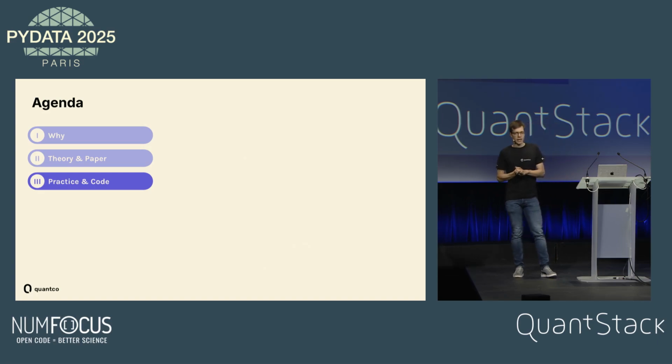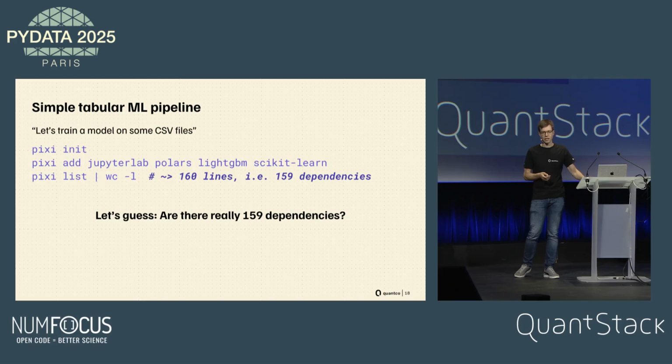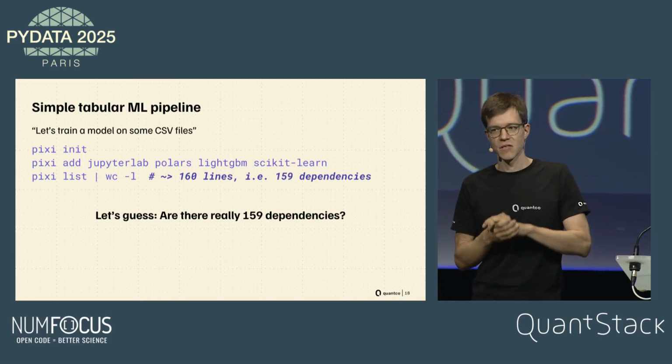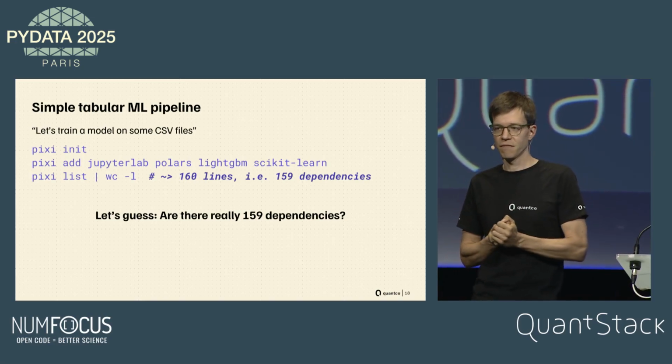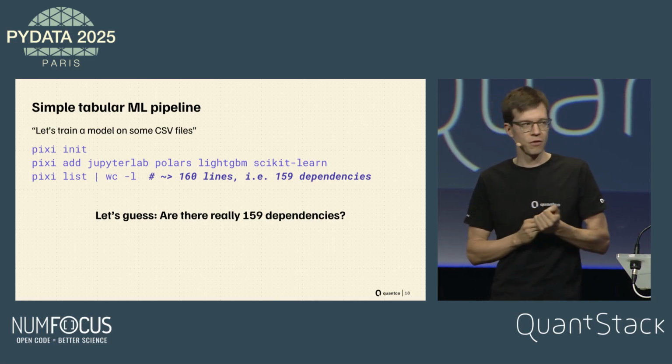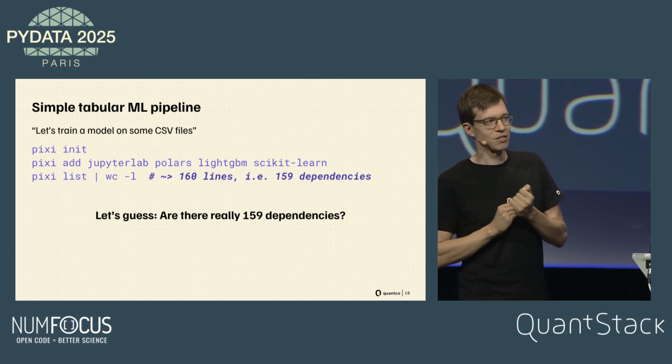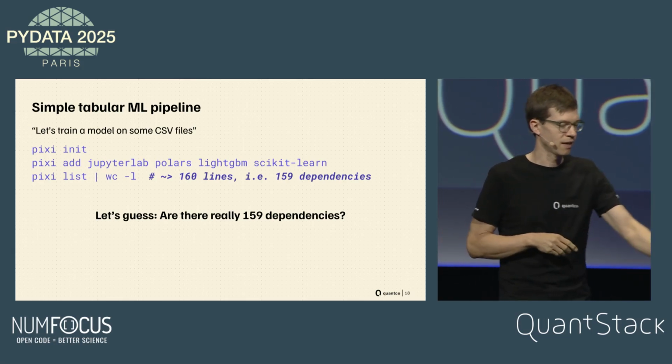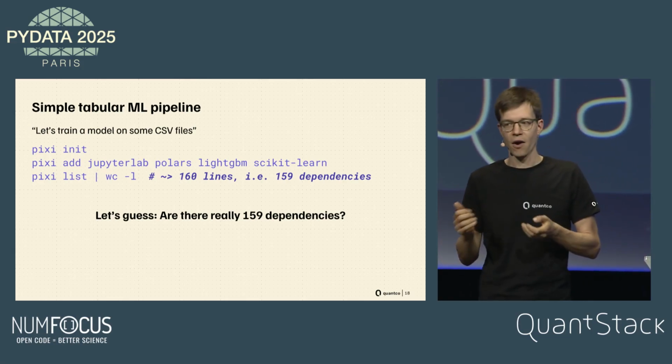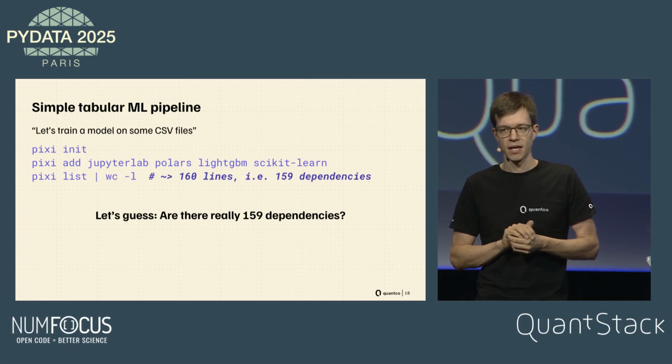And with that, I want to go a bit into practice, and we can think of a really simple example. We want to train a model on some CSV files. I actually removed the service from here, because this is already a good point where we can see where and how things can go wrong.